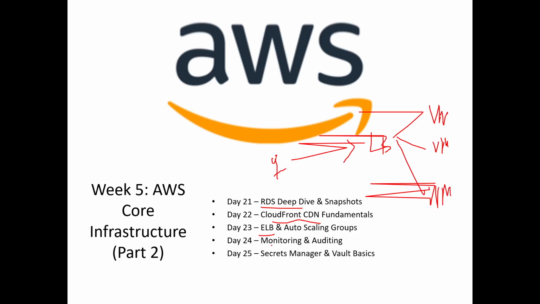Then the basic monitoring, how we should run it, and how the secrets are managed in AWS. That's what we're going to see in the big five.